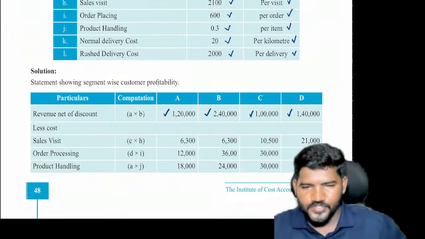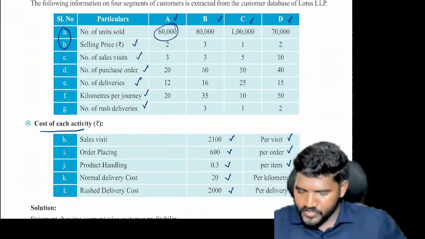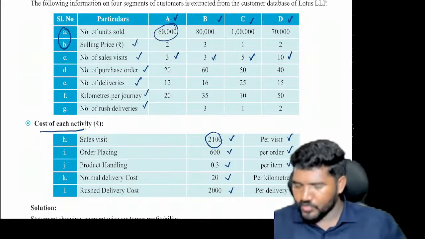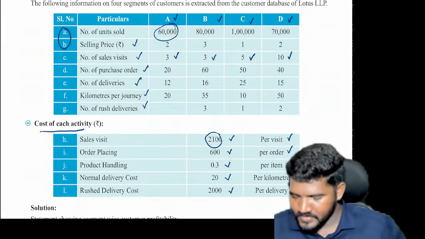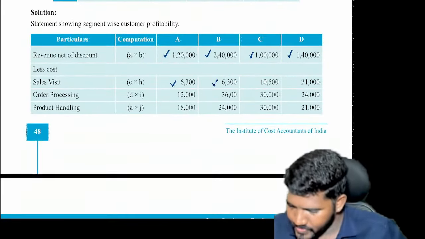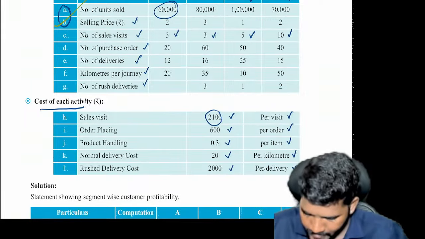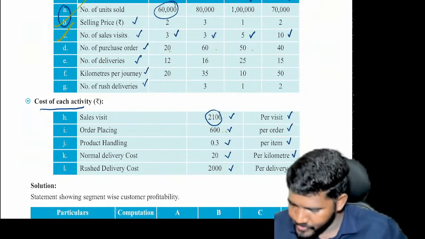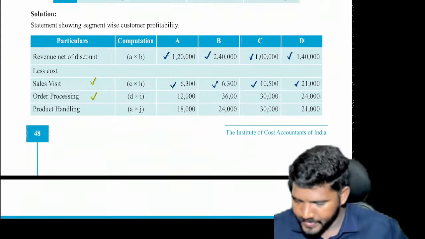From sales, you have to reduce costs. What is the first cost? Number of sales visits: 3 visits into 2100, 3 into 2100, 5 into 2100, 10 into 2100. Why? Because one visit equals 2100. They visited 3 times for segment A, 3 times for segment B, 5 times for segment C, 10 times for segment D. So you will get 6300, 6300, 10,500, 21,000. Next cost, number of purchase orders: 20 orders into 600 per order, 60 into 600, 50 into 600, 40 into 600. Sales visit completed, order processing also completed.